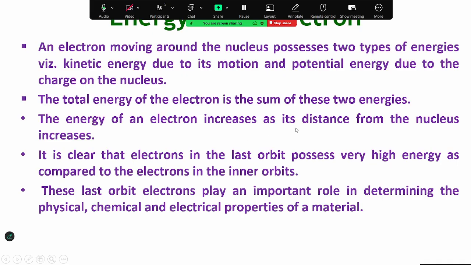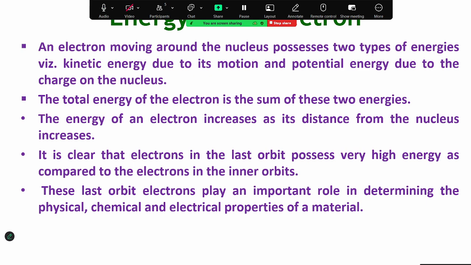Why is the electron not falling on the nucleus? Because there are two types of energies available on the electron, kinetic energy and potential energy. Kinetic energy is due to motion, and potential energy is due to the charge on the nucleus, meaning the nucleus will pull the electron. Both are equal, so the total energy is the sum of the two energies.